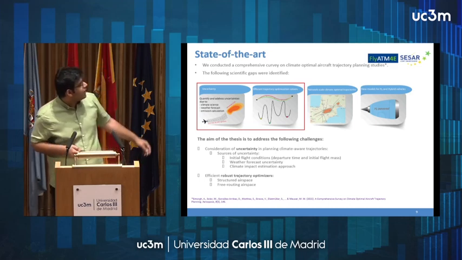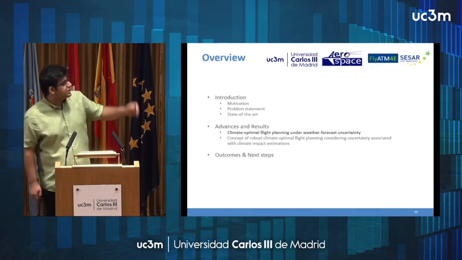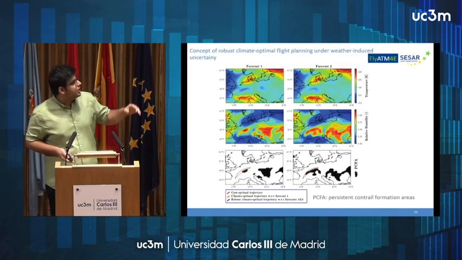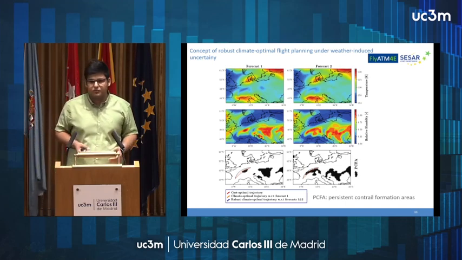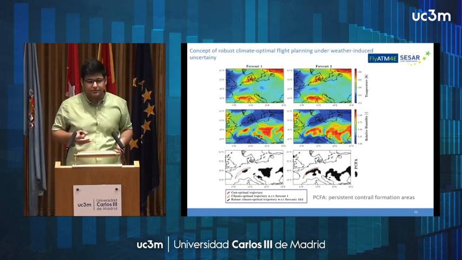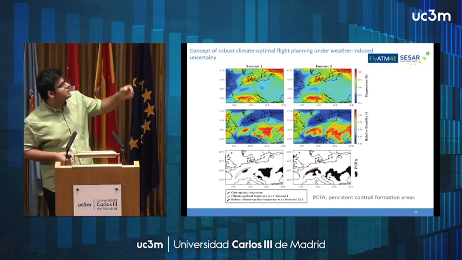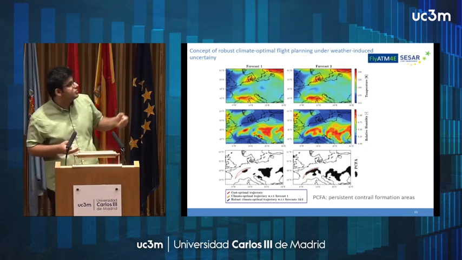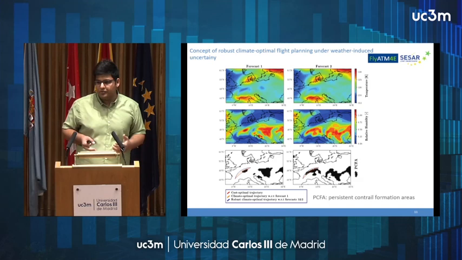About our progress during the last year, I start with climate optimal flight planning considering weather-induced uncertainty. I show the concept with an example. For identifying where persistent contrails are formed, we mainly need two atmospheric variables: temperature and relative humidity. Now we can see two different forecasts, or two different members of an ensemble prediction system. We can see a significant difference between relative humidity fields, and this leads to identifying two possibilities for contrail formation.